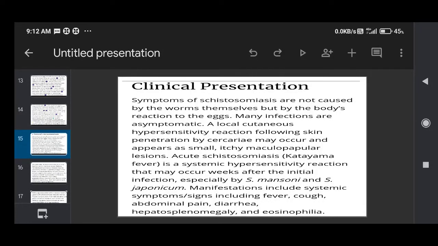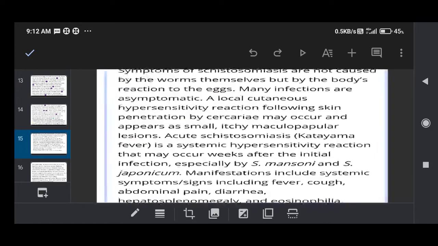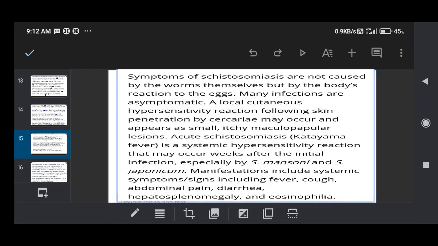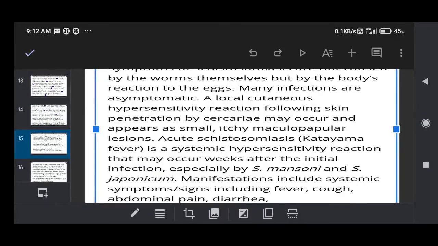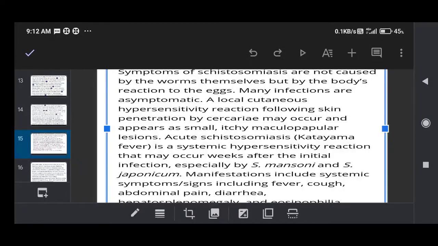So the symptoms of schistosomiasis are not caused by the worm. Generally they are body reactions to the eggs. Whenever the infection takes place, especially there is a local cutaneous hypersensitivity reaction when the Cercaria penetrates through the skin into our body. The hypersensitivity reaction is nothing but allergy. Our WBCs release antibodies like IgE, which leads to allergy. That allergy, in another word, is hypersensitivity.